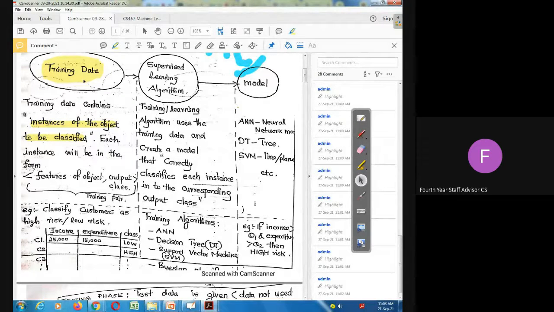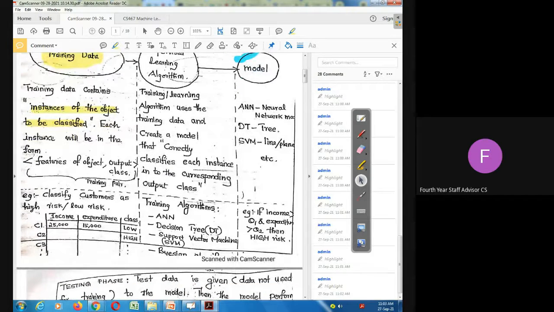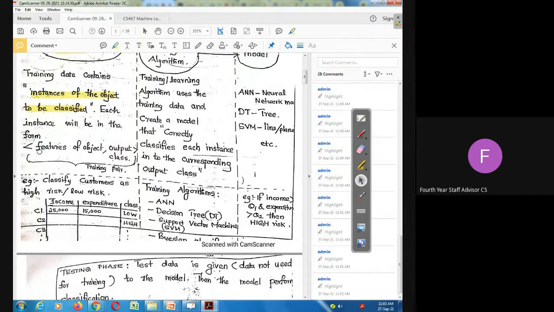Suppose the problem is to classify different fruits based on the appearance, then our training data will consist of the instances of the object to be classified, samples of the object to be classified. Okay, so next important point is each instance will be in which form? It is a two tuple. Okay, this is also a very important point. So it is a two tuple.